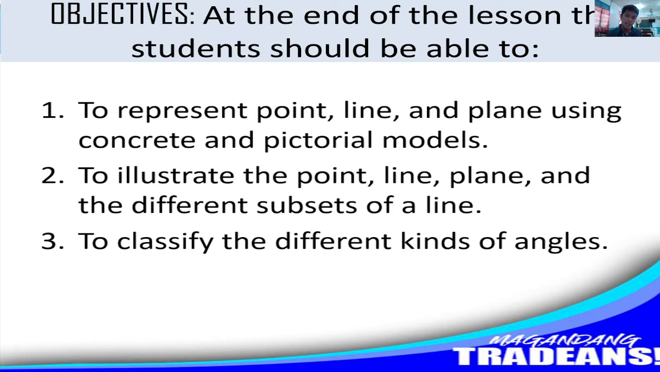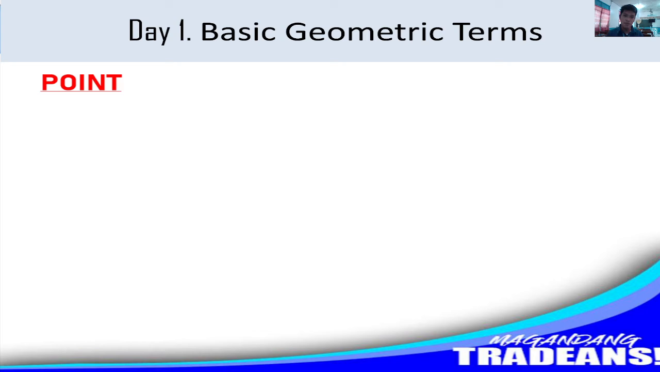And at the end of this lesson, we are going to represent the point, line, and plane using the concrete and pictorial models, and to illustrate the point, line, plane, and different subsets of a line, and to classify the different kinds of angles. These are the three objectives that we're going to try to target in this lesson. So let us begin first.